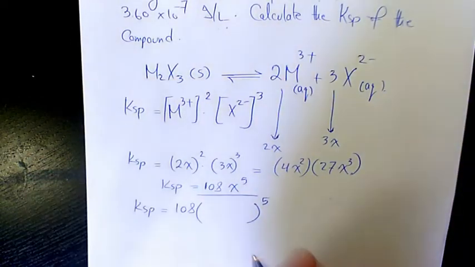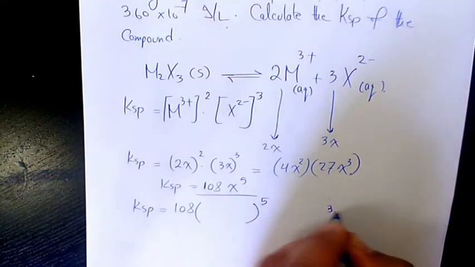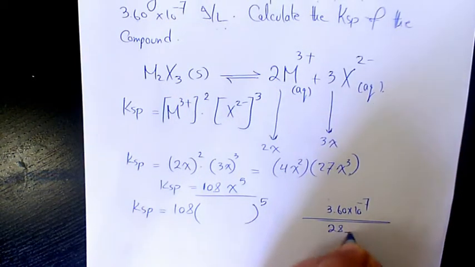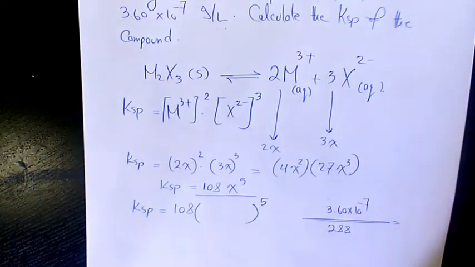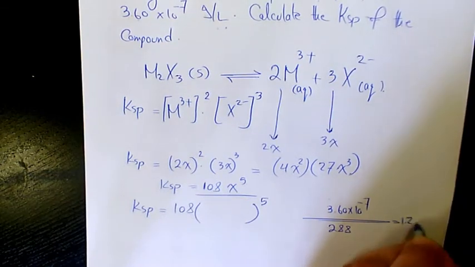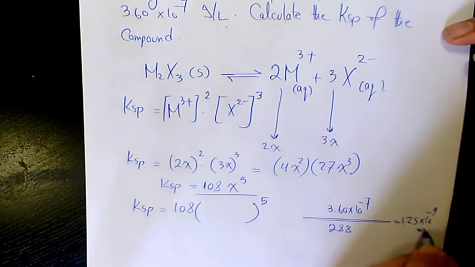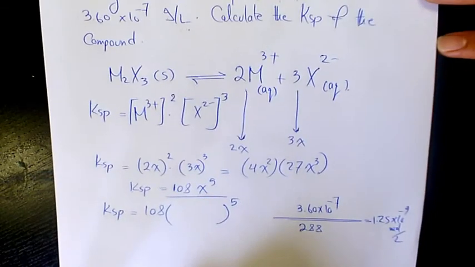So we're going to have 3.60 times 10 to the power of negative 7 divided by 288. That's going to make it as 1.25 times 10 to the power of negative 9 mole per liter. So that's the molar concentration.